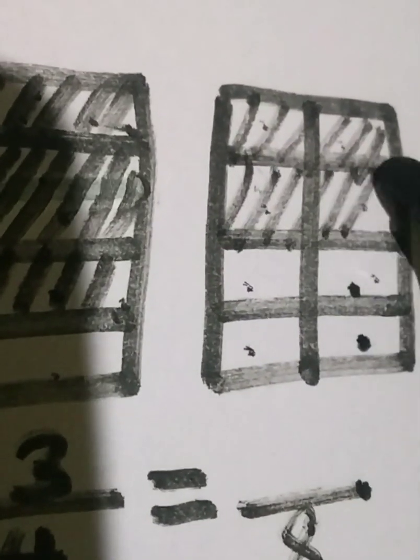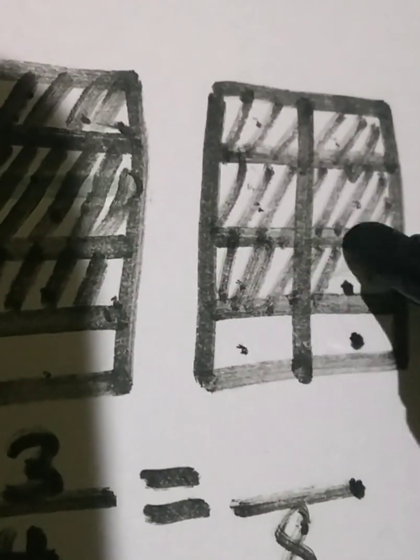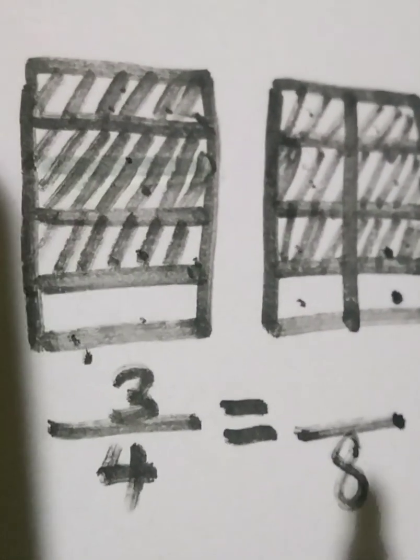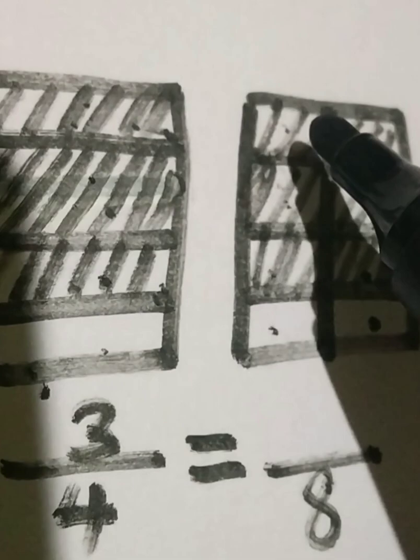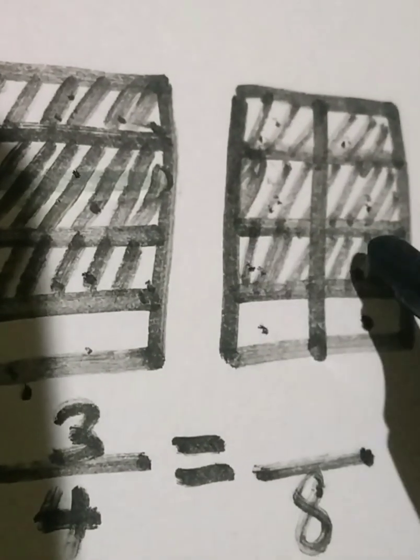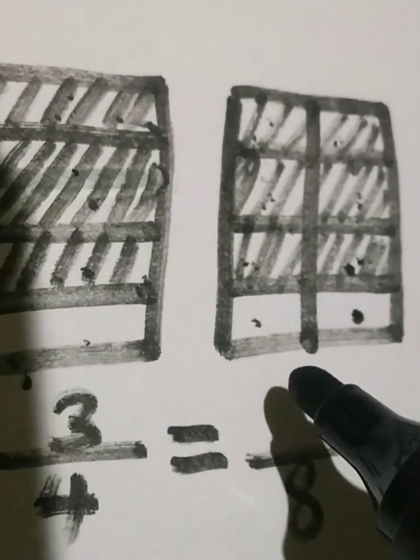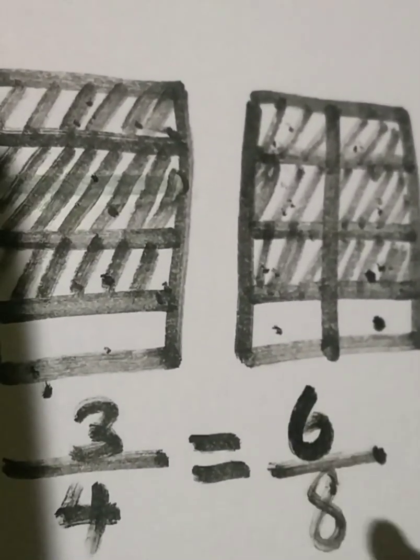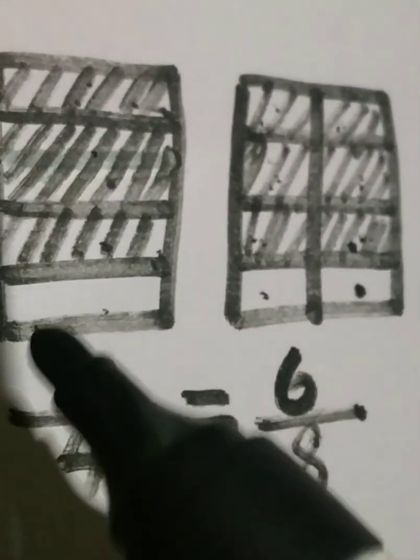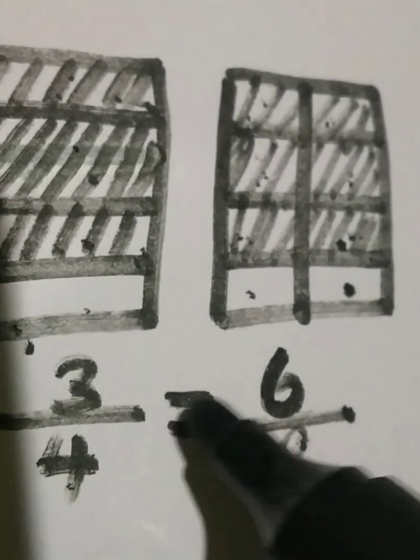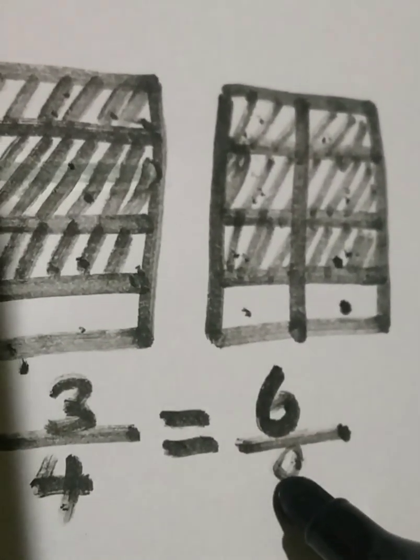Then we can say we got the same size as this first cake itself. Now how many boxes are there? 1, 2, 3, 4, 5, 6. So now I shaded 6 pieces. So we can say 3 on 4 is equal to 6 on 8.